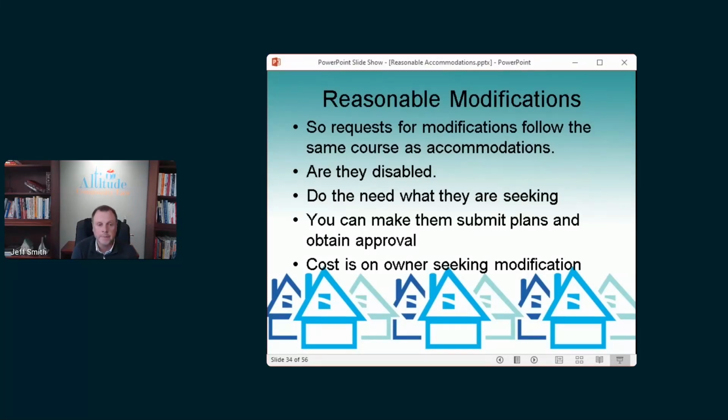You also sometimes see this with wheelchair ramps. Maybe it's going to go over association property first before it gets to a townhome, before it gets to the front door. But typically a modification is going to be paid for by the owner. One thing that is somewhat disputed is a curb cut. If someone needs a handicapped parking space, most of the courts have ruled that a curb cut is really an accommodation, not a modification. So the association would have to pay for that. But typically when you're dealing with modifications, it's going to be at the homeowner's expense.